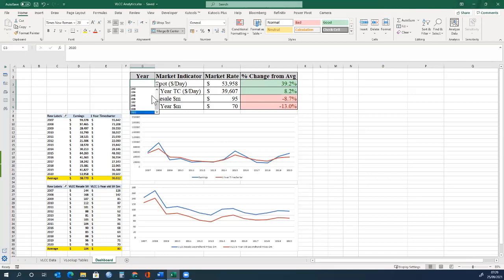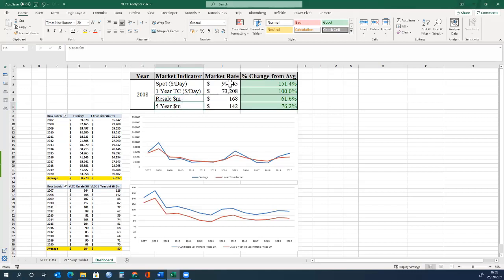We have a drop box with all the years. If we select 2008, we can see our market indicators. This is spot earnings, and this is the less volatile time charter per year earnings, and this is the value of the asset. New resale and 5-year second-hand ships.